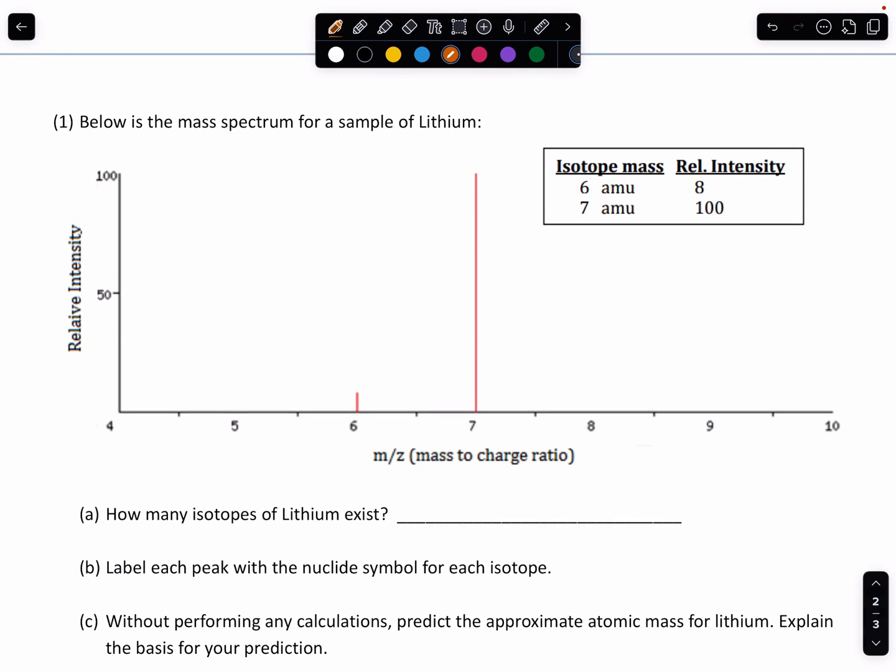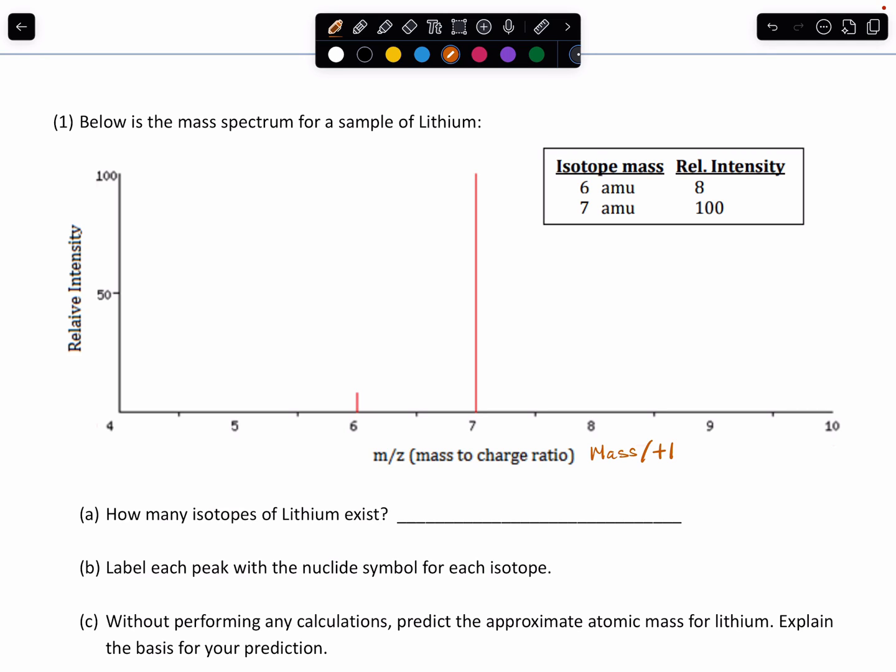All right. So for this first one, we have a mass spectrum for a sample of lithium. All right. So we've got the relative intensity, which is our percent abundance, or the relative intensity one to another. And then we have the mass charge ratio. And remember, for us, this is going to be mass to a +1 charge. So we don't need to change the mass values.